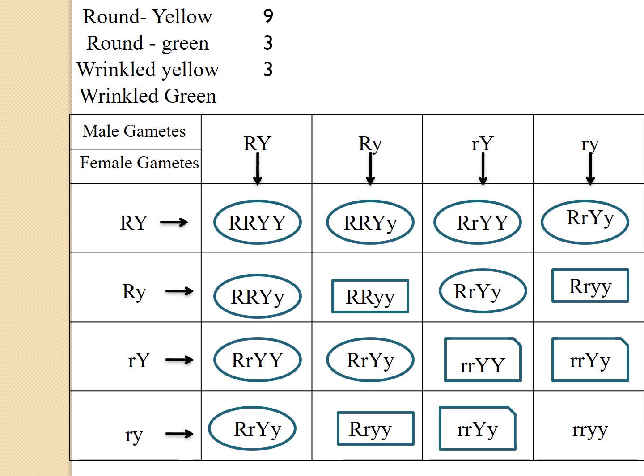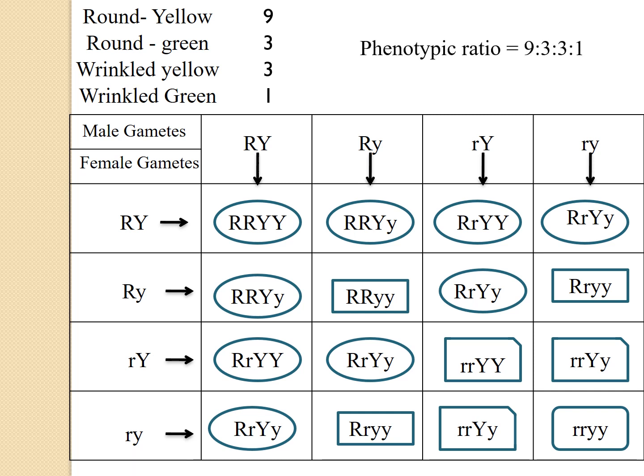Okay, and the last one which we are left with is wrinkled green, where everything is recessive. That means I'm going to look at anything which is small r and small y. I have only one from that, and that I'm going to be writing in the box. So I have a ratio of 9, 3, 3, 1.